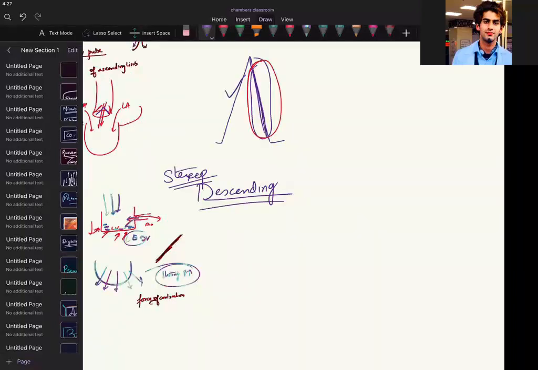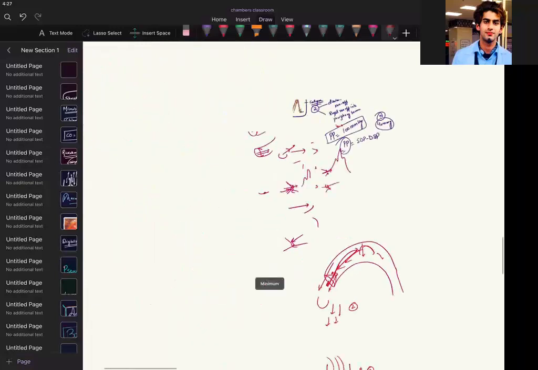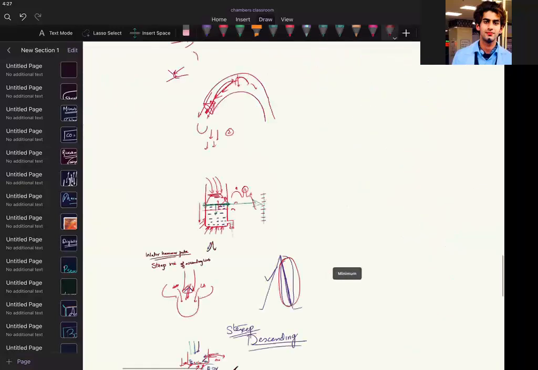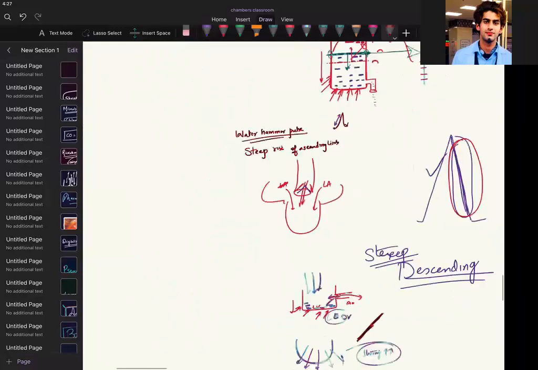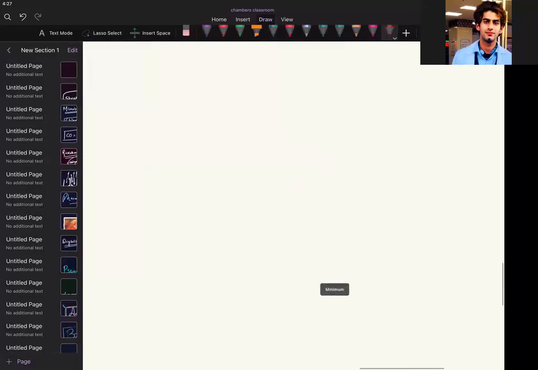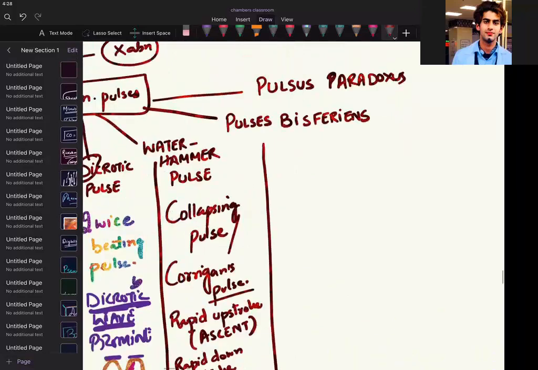So let us take pulsus bisferiens. Where was that chart? Where is that chart, guys? I think it's from this side. I have to go to the west, isn't it? East or west, something. I lost it. Ah, here it is. Okay. So this is the water hammer pulse.